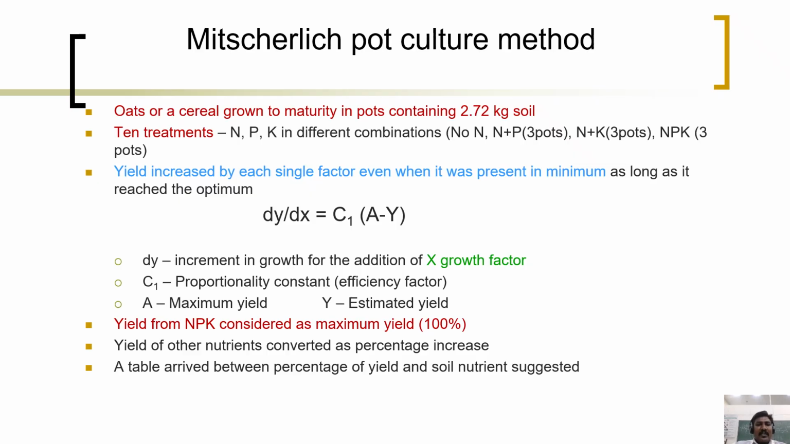The second method is Mitscherlich's spot culture method. Oats or cereal will be grown in a pot containing 2.72 kg of soil. Nearly 2.5 to 3 kg of soil will be taken here, and 10 treatments will be allotted with combinations of NPK. Here you can see no nitrogen, nitrogen plus phosphorus, nitrogen plus potassium, and the NPK combination together. So these comprise almost 10 treatments.